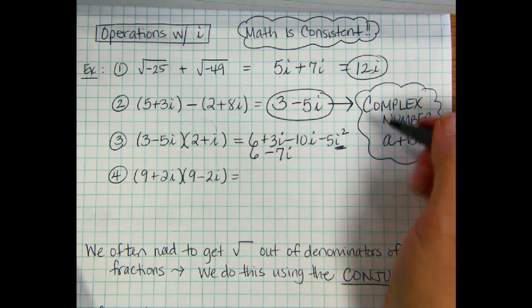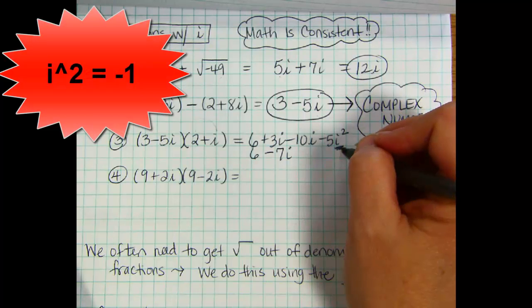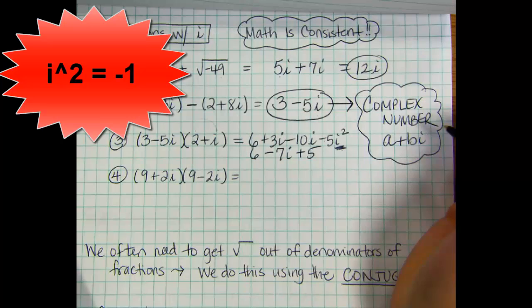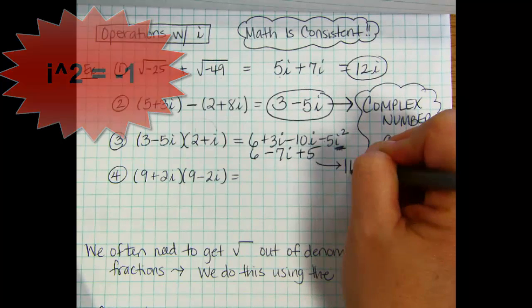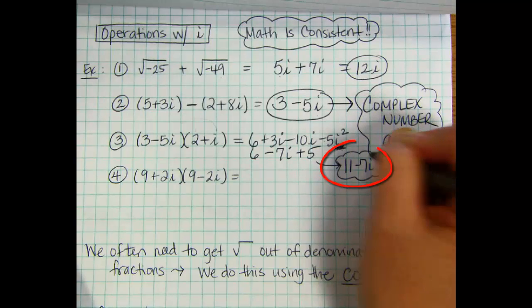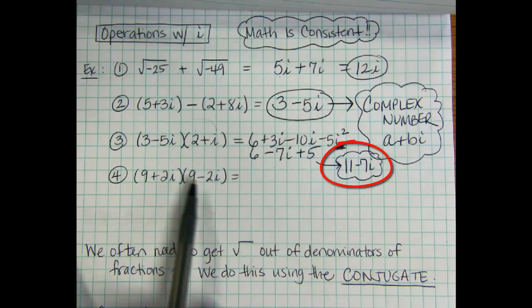And we just learned on the previous page that i squared is negative 1. So we'll replace i squared anytime we see it with negative 1. So technically this is negative 5 times negative 1, which is positive 5. Finish combining like terms. 6 plus 5 is 11. Leave your negative 7i. Let's practice one more of those.